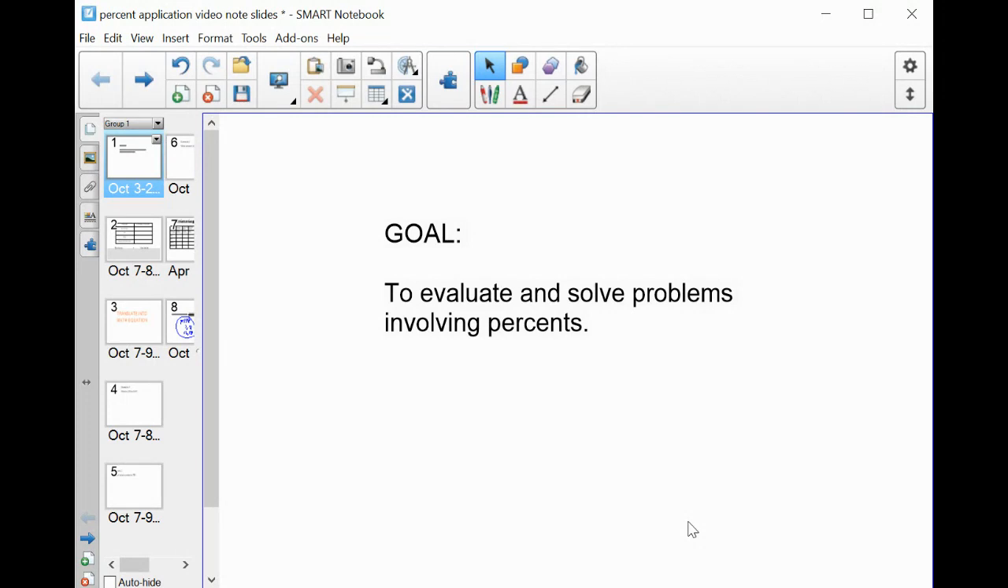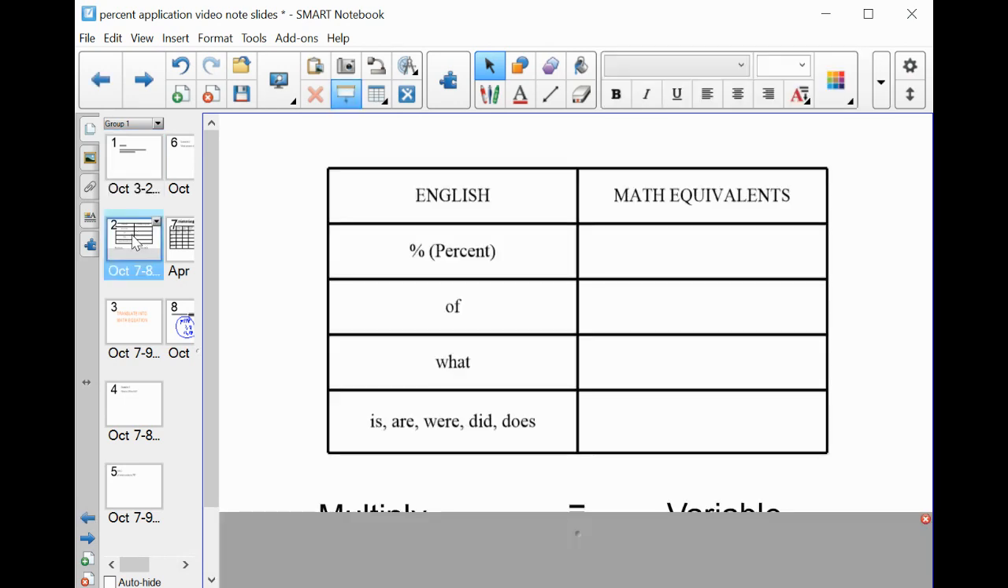In this video, we're going to be taking a look at how to evaluate and solve percent problems. A lot of different ways people teach this. I am a big fan of using this chart to break down the problem and put it into math terms. So I want you to copy down this chart. Pause the video, copy down this chart, and then we'll fill it in.